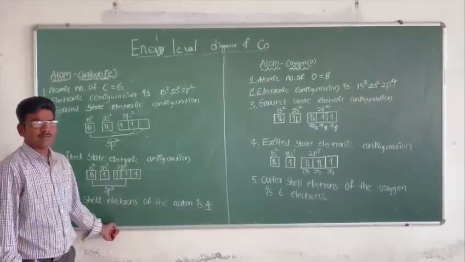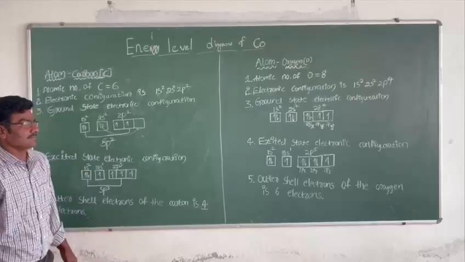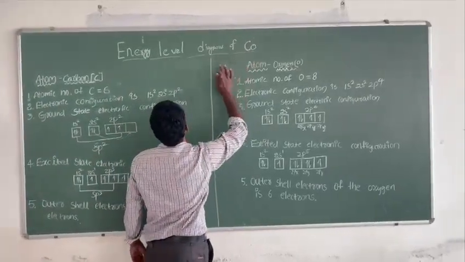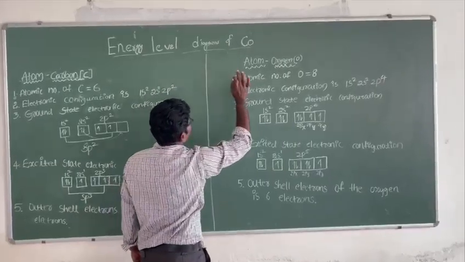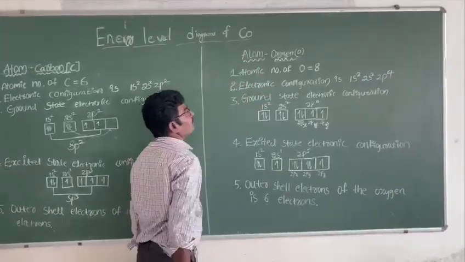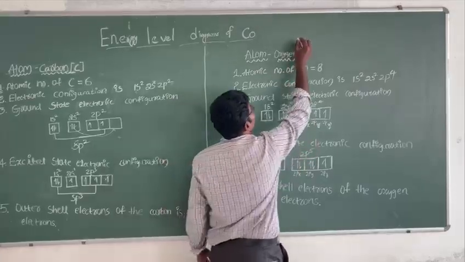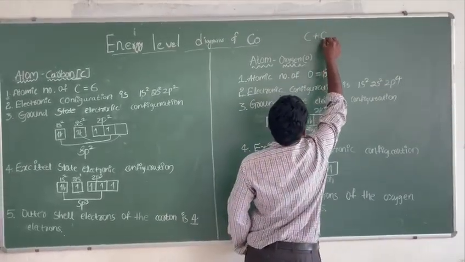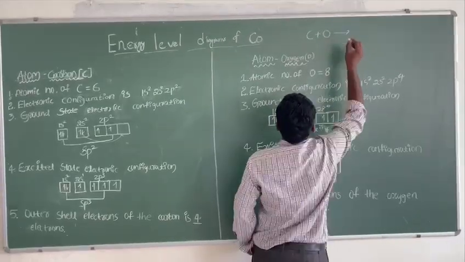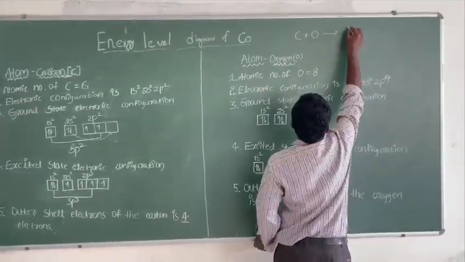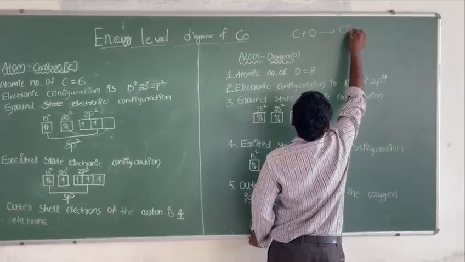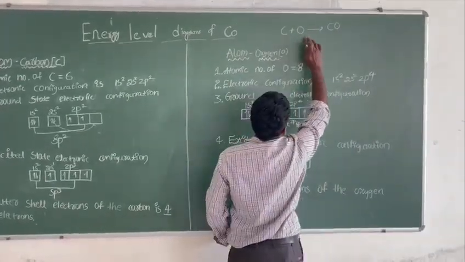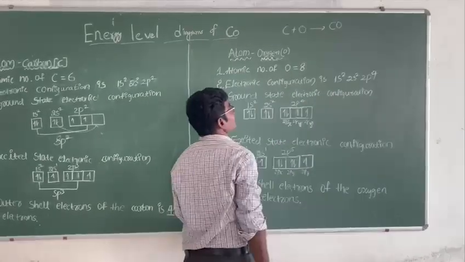I will discuss the first question: the molecular orbital energy level diagram of CO. CO means carbon monoxide, which mainly consists of two atoms. The first atom is carbon and the second atom is oxygen, which combine together to form the CO molecule.